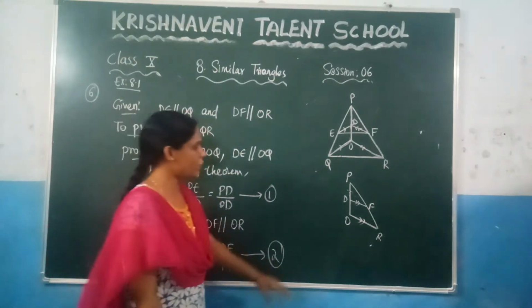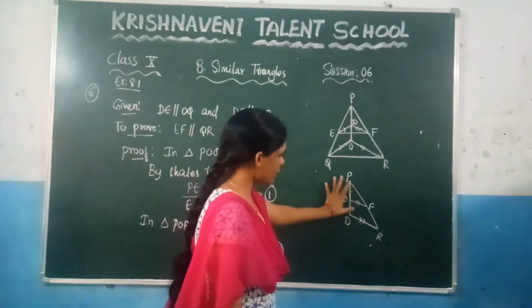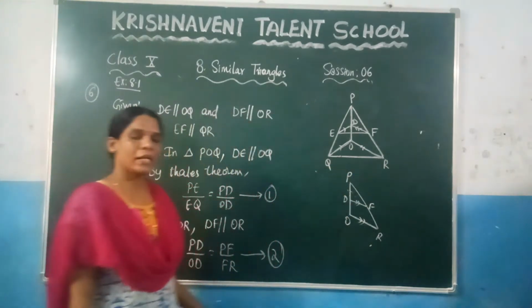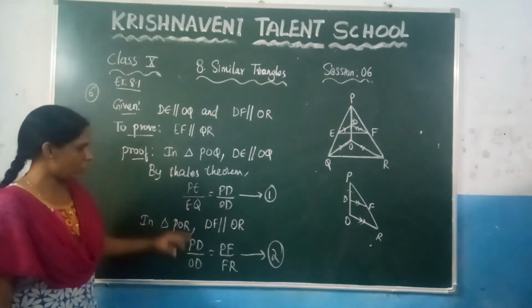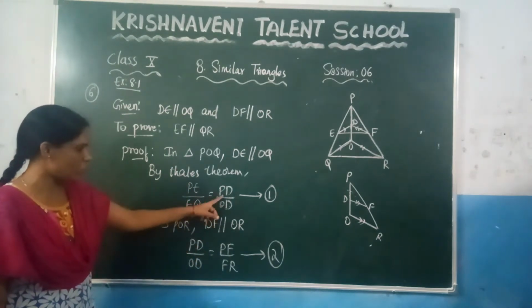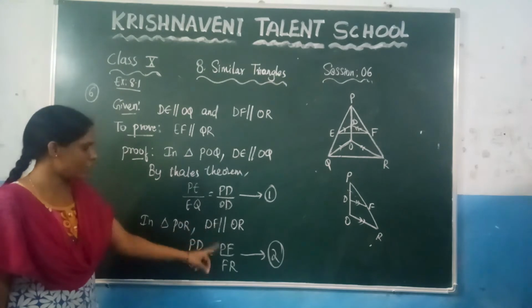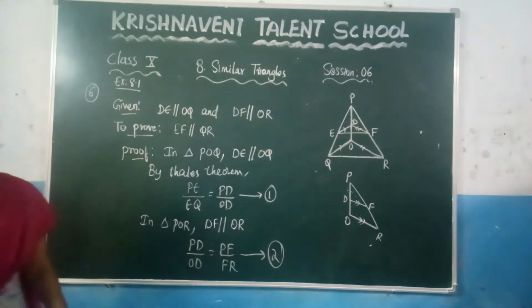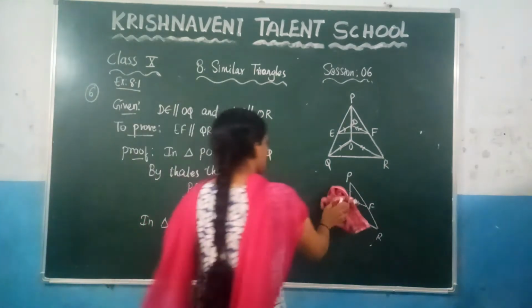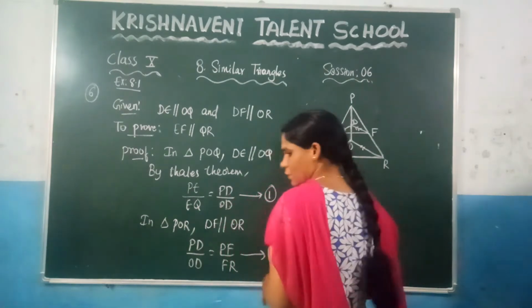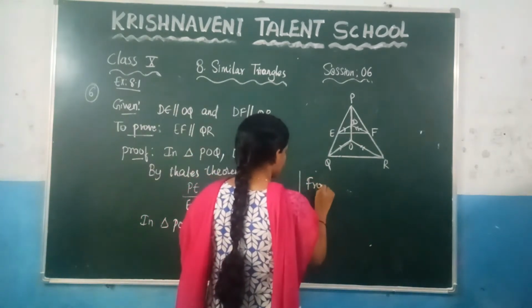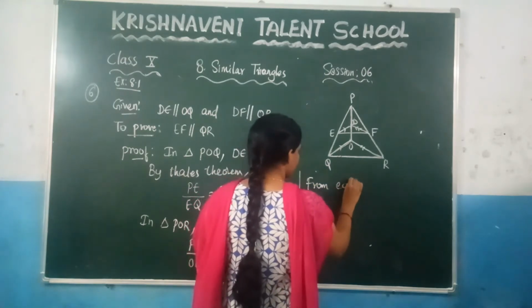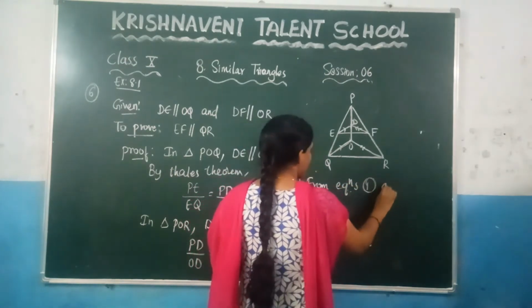So here what we have done, PD by OD is equal to PF by FR. Here you can observe that by comparing these two equations, these two values are equal. So you can equate these two values from equations 1 and 2. Write it here, from equations 1 and 2.